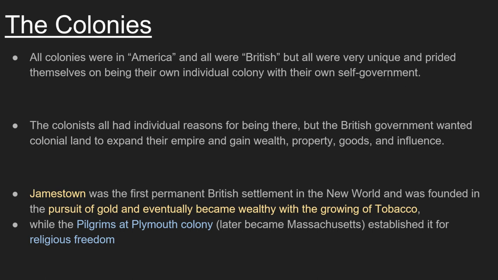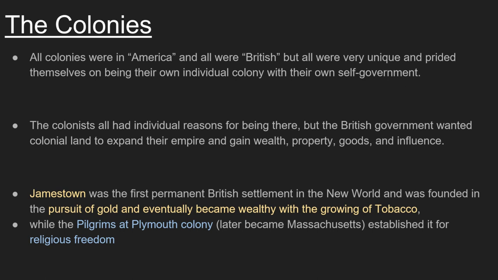unique different things. The colonists all had their individual reasons for being there, but the British government wanted the colonial land as a way to expand their empire, gain wealth, property, goods, and influence. The British government had their motives, grow our empire. The colonists had their individual motives, maybe personal wealth, maybe religious freedom, maybe adventure and a new opportunity, right? But either way, everyone had different motives here.